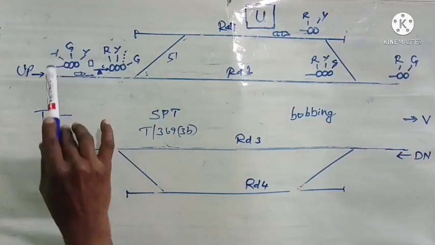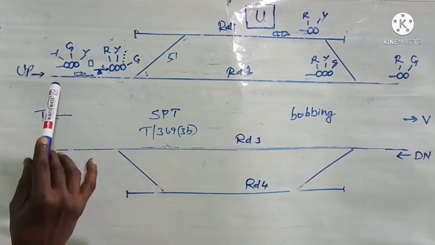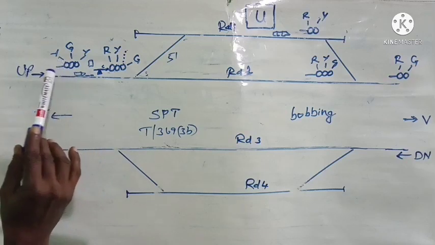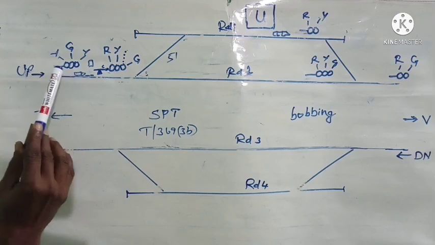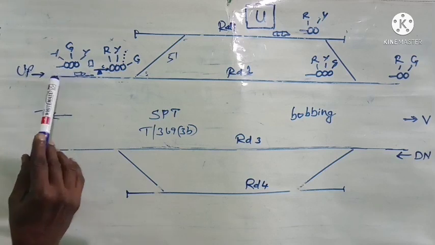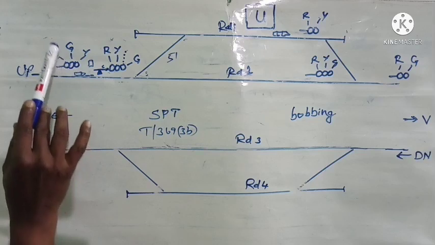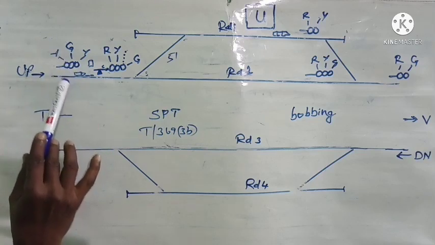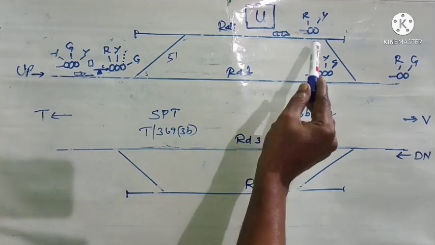Suppose here the distant signal is blank, means what? It must be treated as showing the most restrictive aspect, means it is single yellow. Single yellow means it is a permissive signal, he can pass the signal and proceed cautiously. So distant signal blank means he can pass the signal and proceed cautiously.